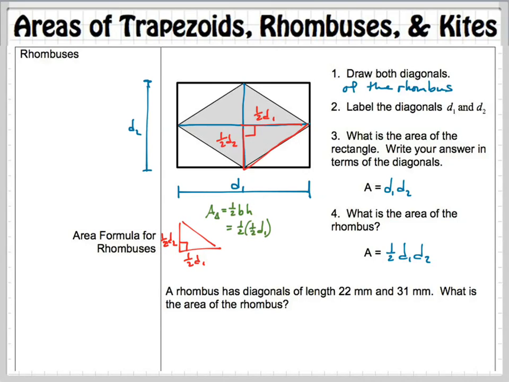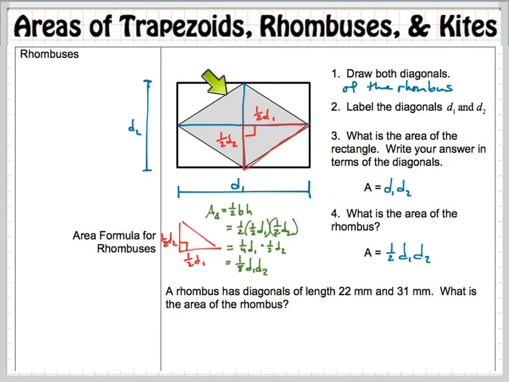1/2 D sub 2. Okay, this is kind of interesting. Now if I multiply all this stuff together, I get 1/4 D sub 1, and then I have to multiply that times 1/2 of D sub 2. 1/4 times 1/2 would be 1/8 times D sub 1 times D sub 2. Cool. Now that's just this one triangle. That's the area of this one triangle.